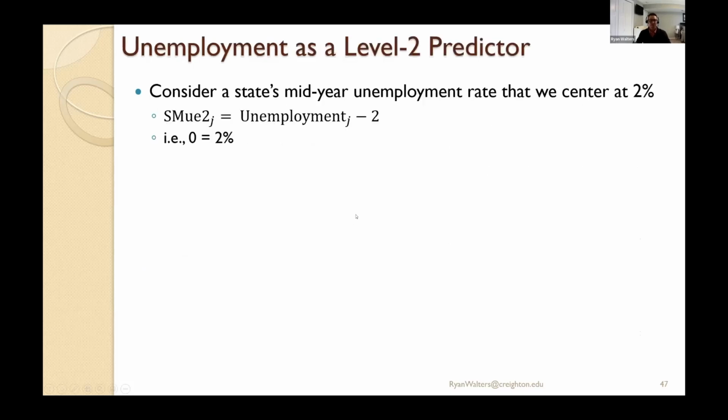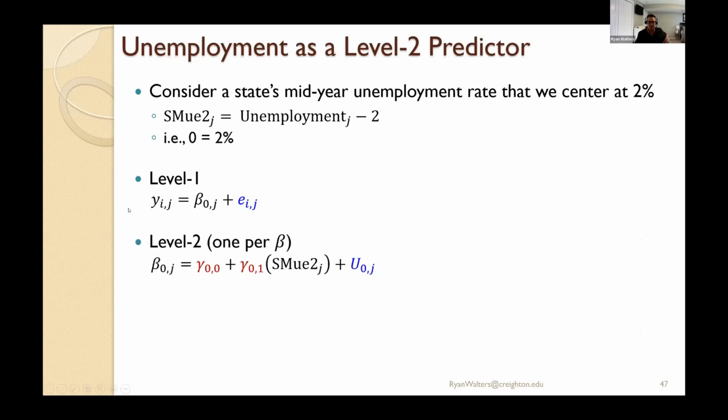So let's consider unemployment as a level 2 predictor. Again, we're going to center it at 2%, which we had already done previously. So this SMUE2 for each group is going to be the state-specific unemployment centered at 2%. So a value of 0 on the new predictor equals 2%. At level 1, we still have that placeholder and the residual.